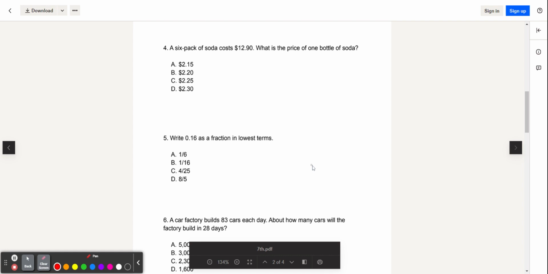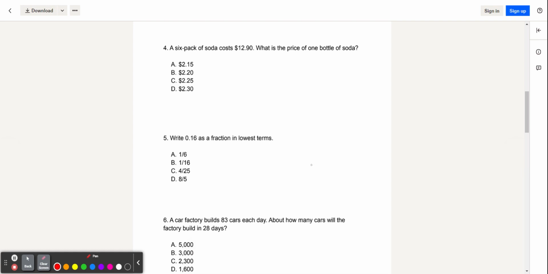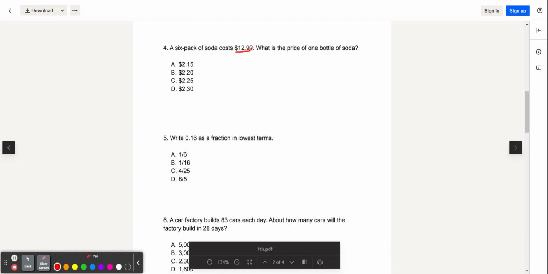A 6-pack of soda costs $12.90. What was the price of one bottle of soda? Well, we're given the total price. We're given how many items are in the pack. So now let's find one bottle. It costs $12.90 for 6 sodas. Now, how much is it for 1 soda?